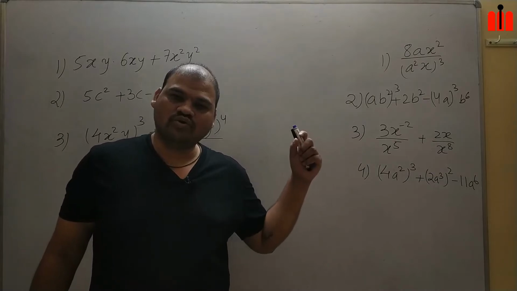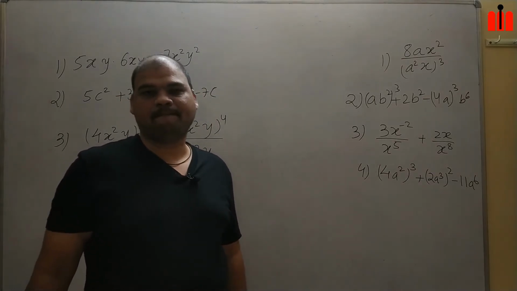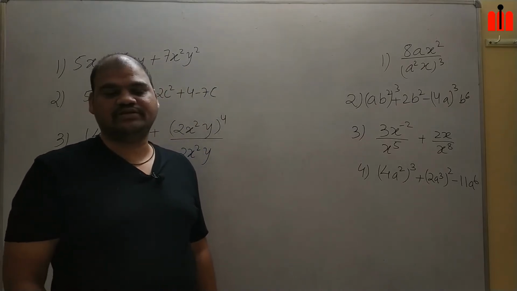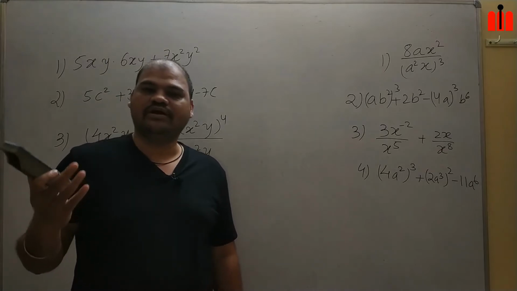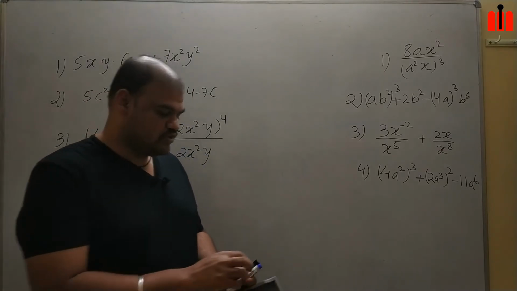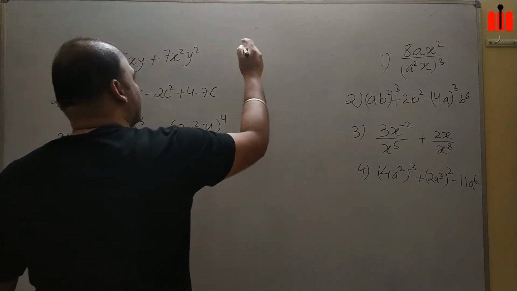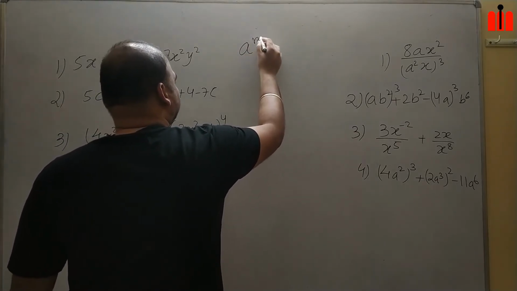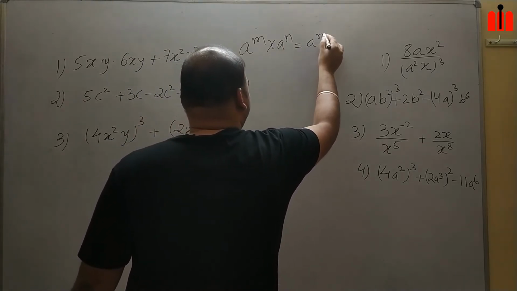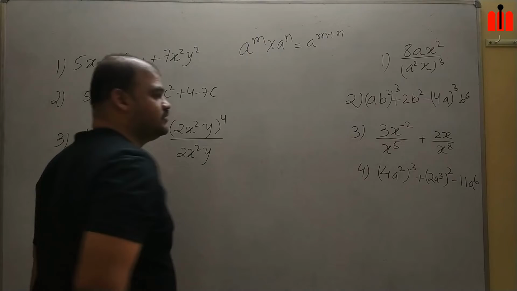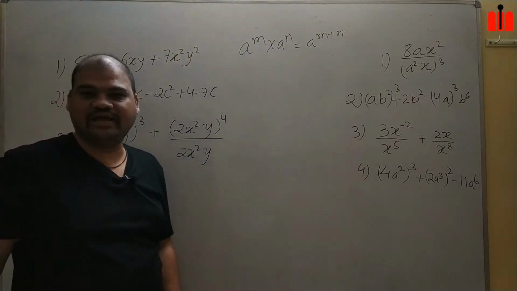Let's move on to the next section, which is working with exponents. So you know something called power. We will be discussing that. The first rule is a to the power of m into a to the power of n is a to the power of m plus n. Both the bases should be the same, both should be a and a.